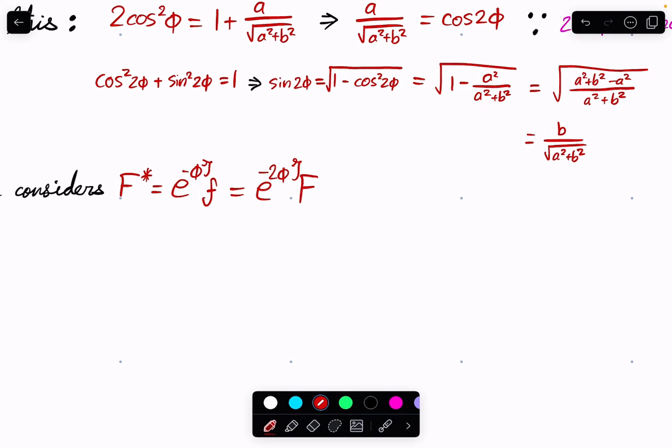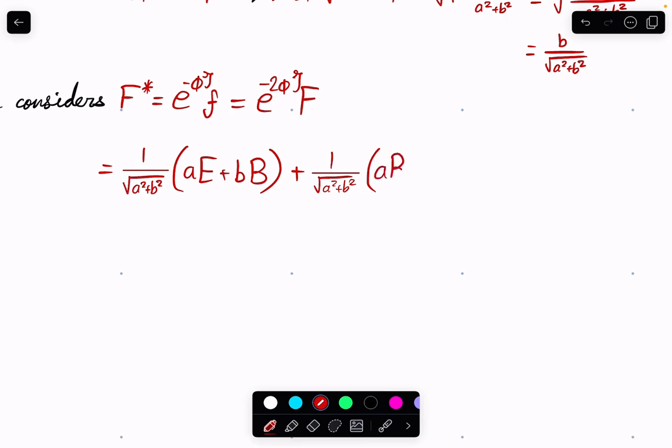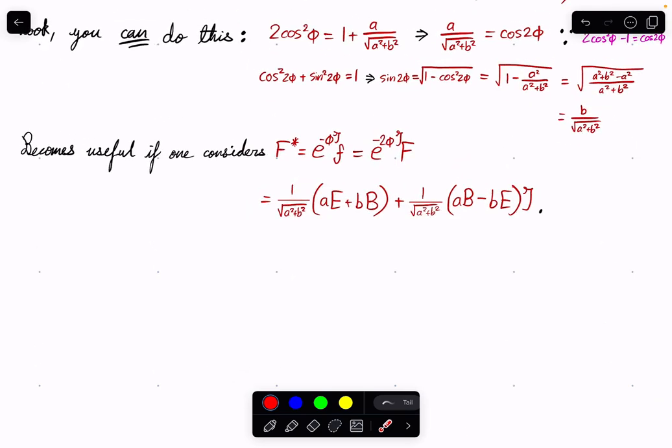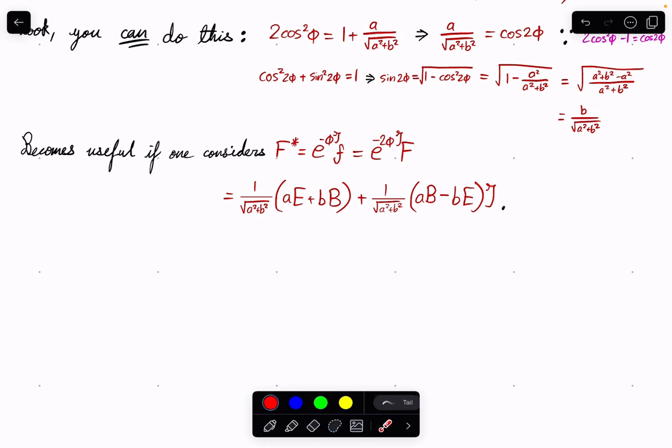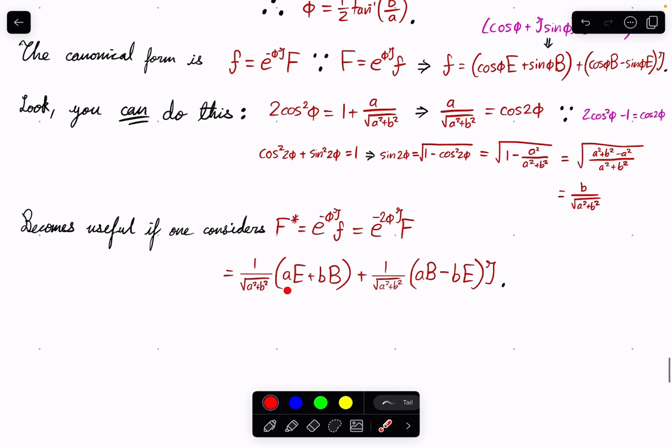So you end up with 1 over the square root of a squared plus b squared, then you have ae plus b, capital B, plus 1 over the square root of a squared plus b squared, and then you have ab minus b e I. So this gives a way to compute the bivector f, its complex conjugate, utilizing its original, because a and b, if you recall, come from the original f. They're the scalar values.